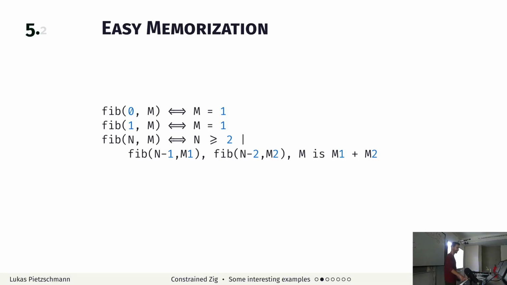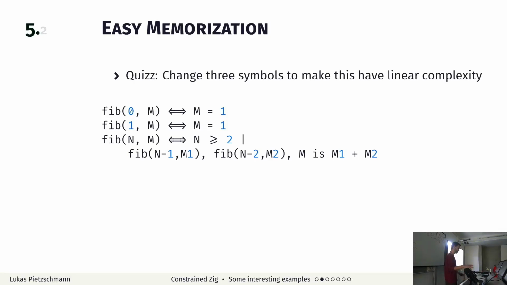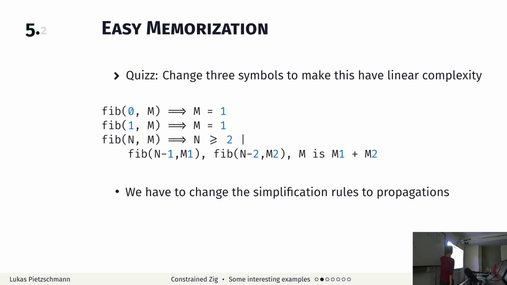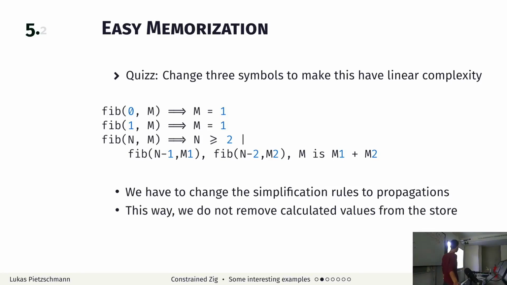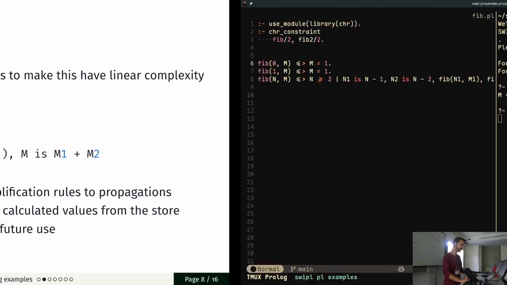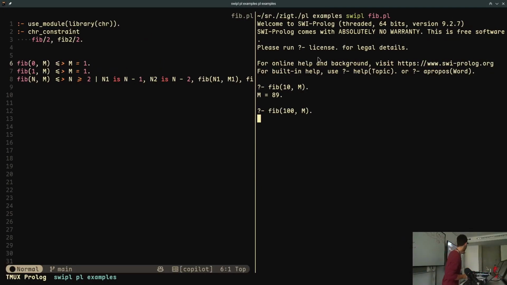This is like a common quiz where you have a math formula laid out with little sticks, and you have to change 3 to make it correct. We can also do this here because we only need to change 3 characters, namely this, and this one. If we change this from a simplification rule to a propagation rule, we don't remove the constraint that contains our intermediate answers, but keep them inside the store and can then use them for future computations. This way it's way faster. You see it's still not done.